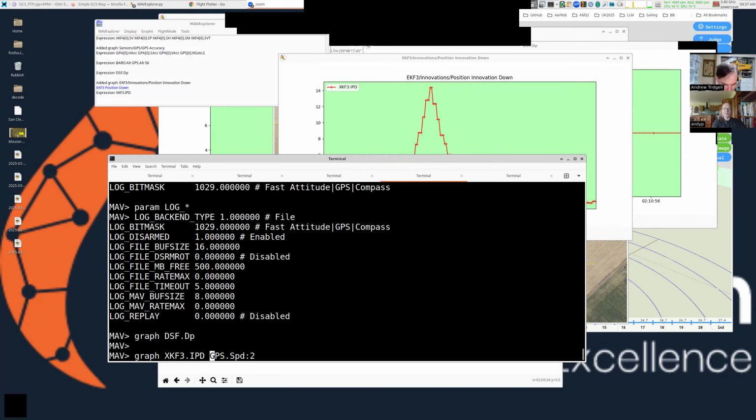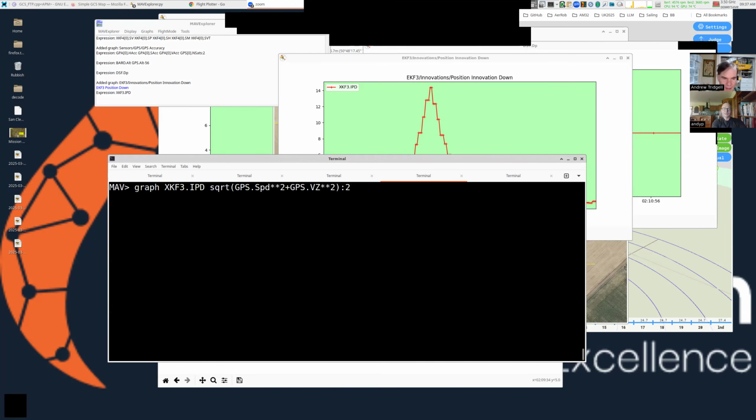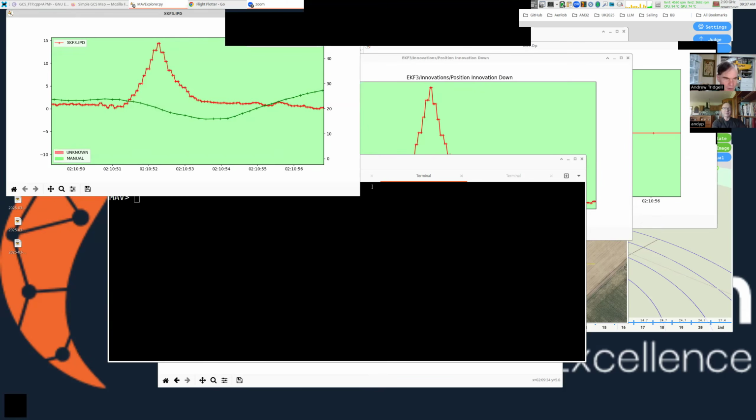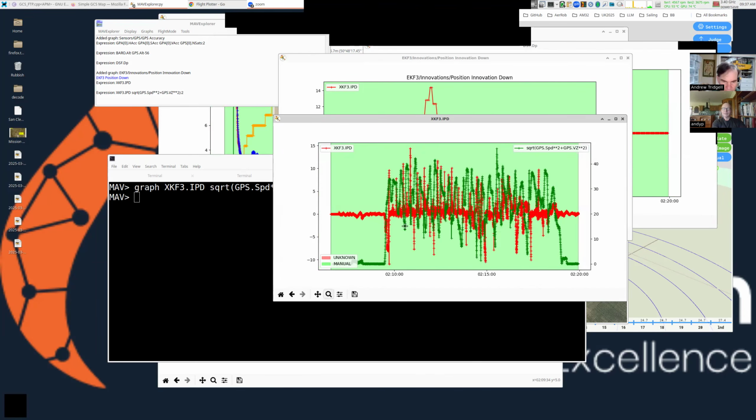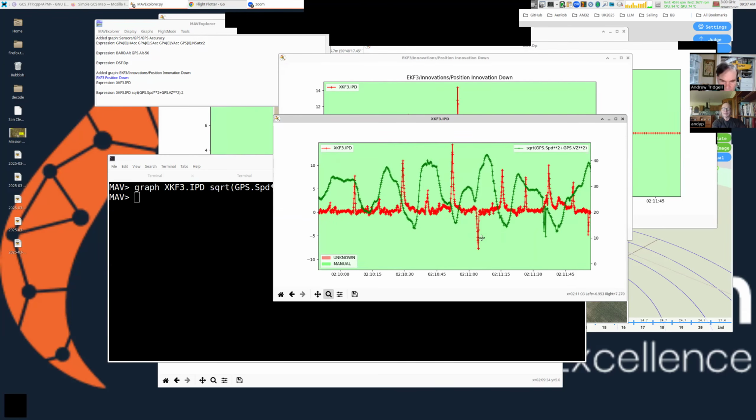So what I'm going to need to do is I need the 3D speed. So what I'm doing is ye olde Pythagoras type thing. So is there a correlation between these innovations and high speed? Yeah, not really. There could be with side slip. Potentially you can get the effects where the air coming in from the side affects the baro.